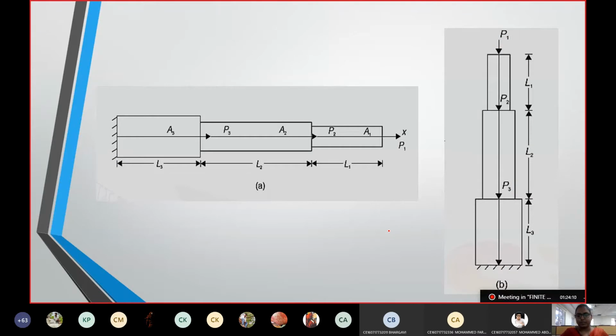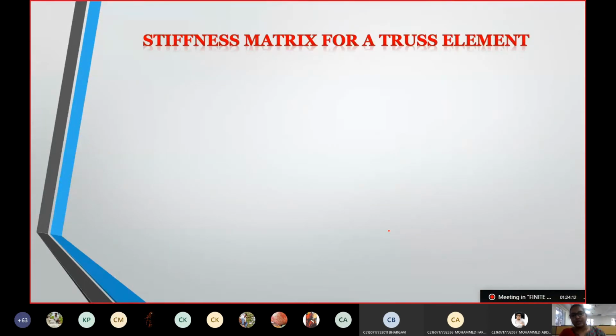We'll go for the next topic now. It is the stiffness matrix for a truss element. Force method, displacement method, direct element method, we didn't see. But what are trusses? We have seen in the class.